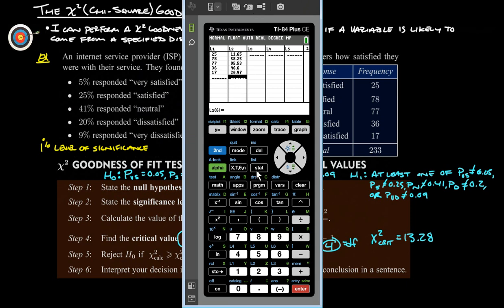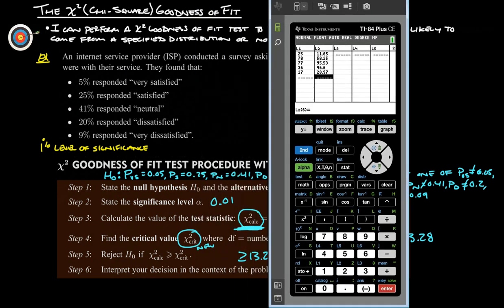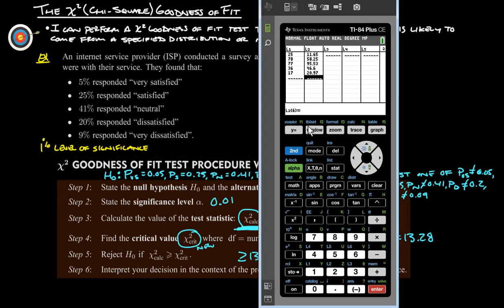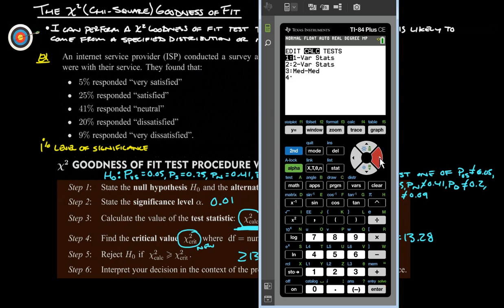Anyway, okay. So we're going to go back into our chi-squared goodness of fit. We go into stat, over to test, and down to chi-squared goodness of fit, that funny looking X. We only got two options, chi-squared test and chi-squared goodness of fit. We're still under goodness of fit, so we're going to use that one. Observed is list 1, expected is list 2, and our degrees of freedom on this one was 5 minus 1, which is 4.